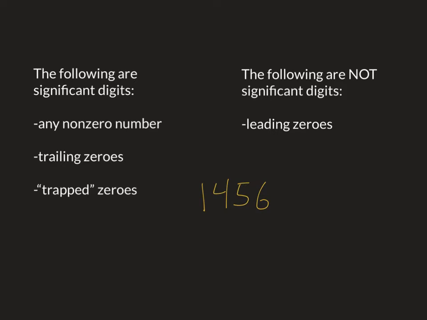All right. We also say that trailing zeros are considered significant. All I mean by a trailing zero is something like this. If I had a number like 78,000, those 3 zeros there count as being significant. So this number technically has 5 significant digits in it right now. All right. We say that trapped zeros are also considered significant. A trapped zero would be something like this. Those two zeros there, they're trapped between two other numbers, so they are considered significant.